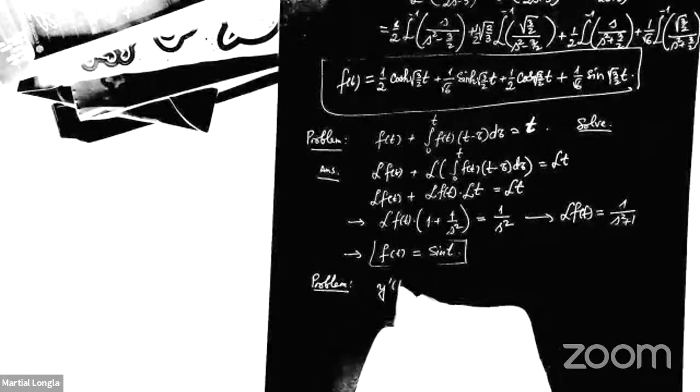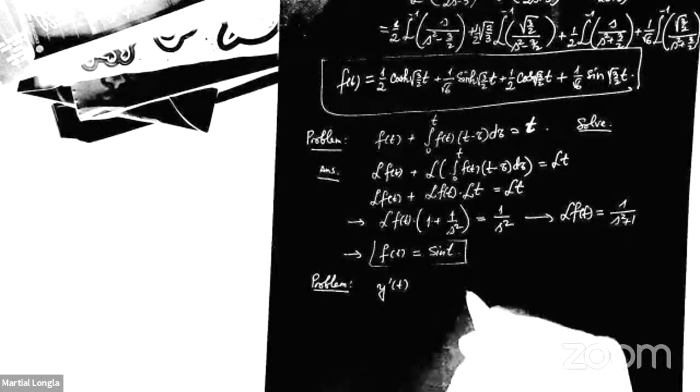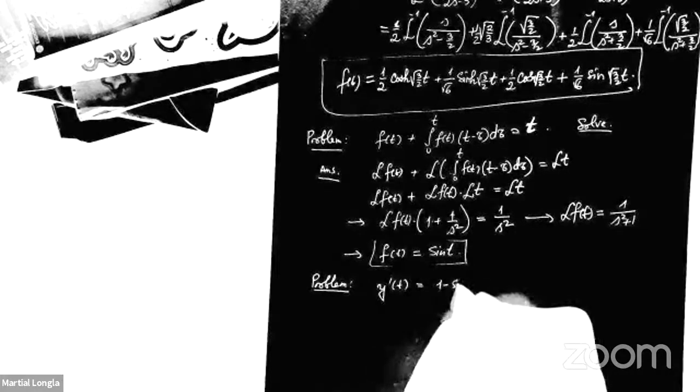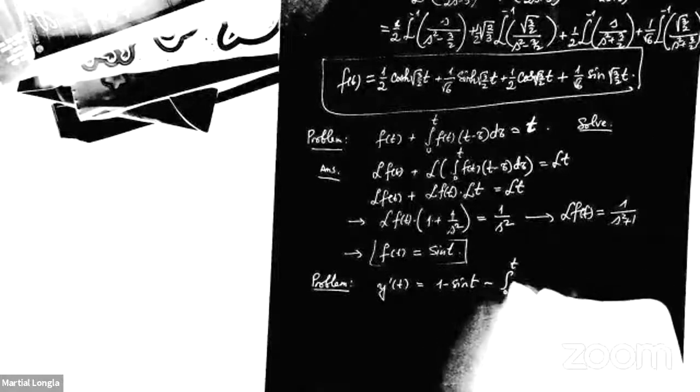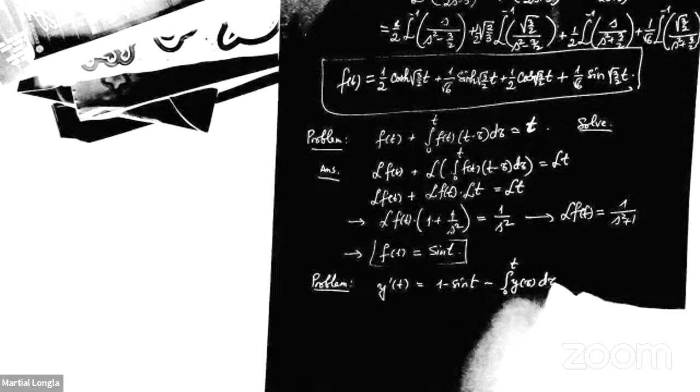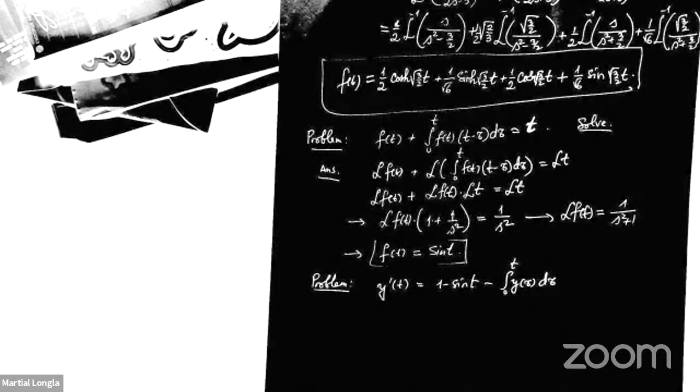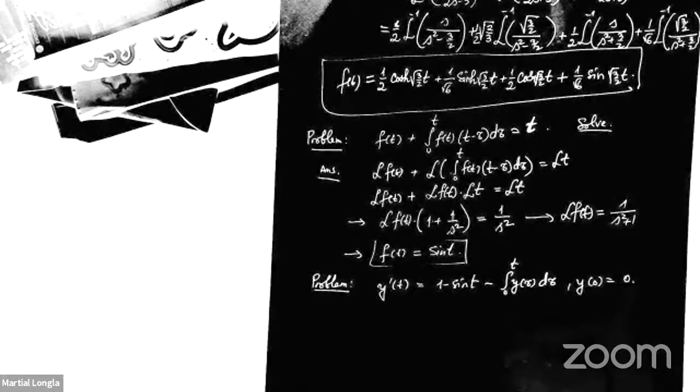Oh, okay. Let me give this funny one. y prime of t equals 1 minus sine of t minus the integral from 0 to t of y of tau d tau. And it comes with an extra condition, y of 0 equals 0. All right. 5 minutes, and then we look at it for 5 minutes and we're done, and we go home. And technically, we say welcome to the test next week.